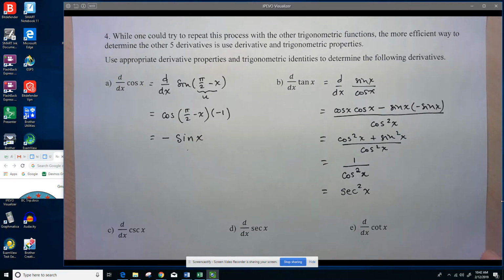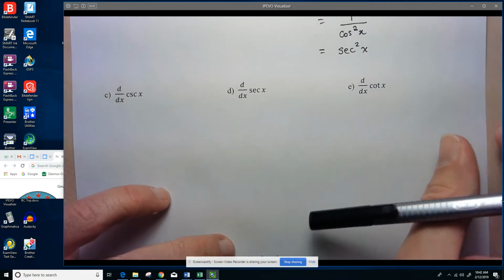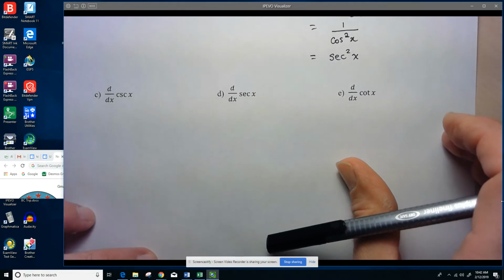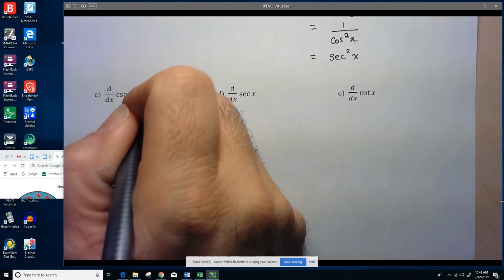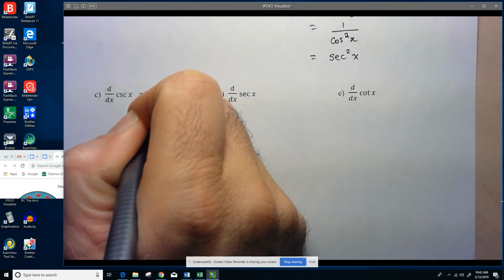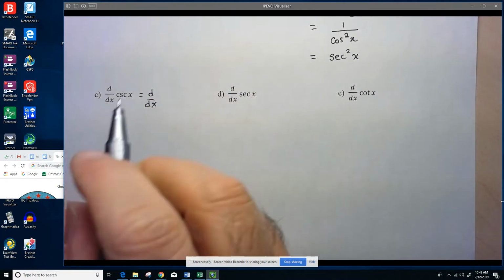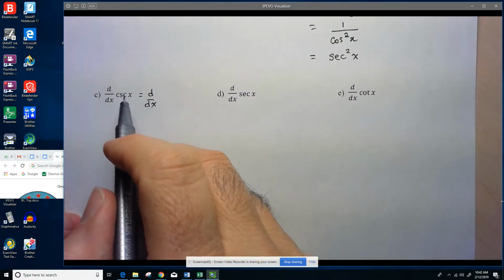All right, let's keep going. Let's now find these derivatives of cosecant and secant. Again, we're not going to go back to the limit definition. We're just going to use our identities, because I can write cosecant as 1 over sine.